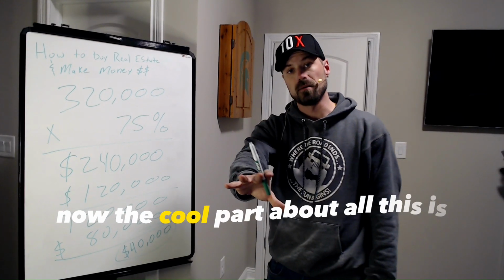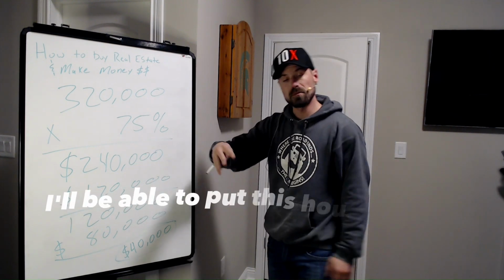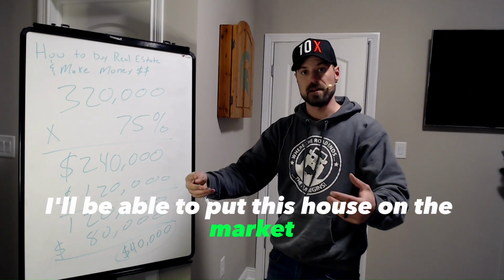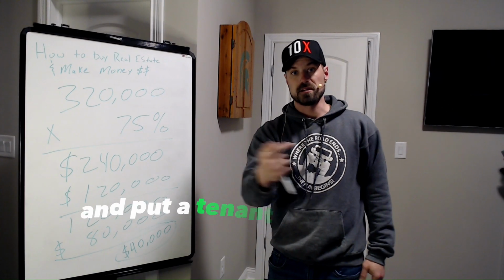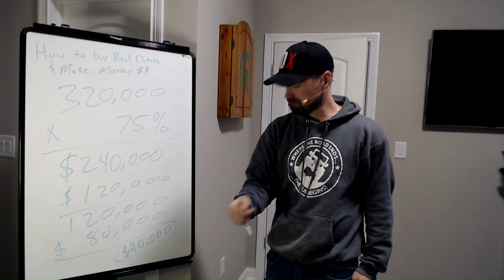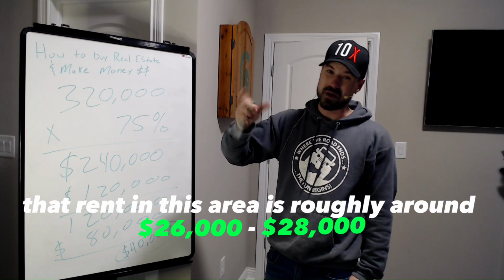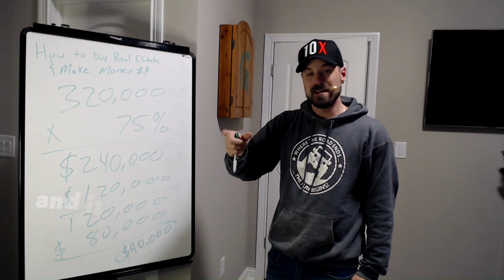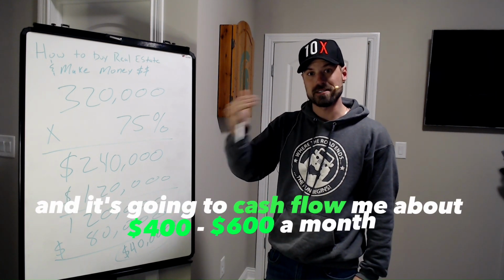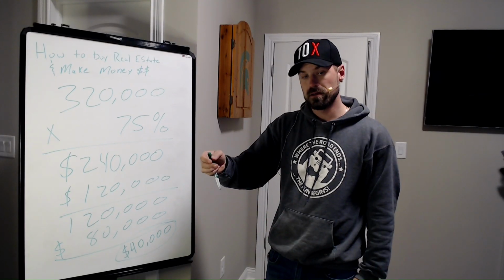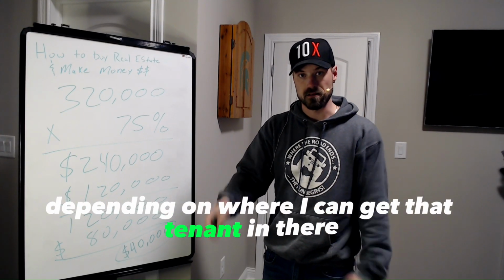Now the cool part about all this is I'll be able to put this house on the market and put a tenant in the house. The rent in this area is roughly around $2,600 to $2,800, and it's going to cash flow me about $400 to $600 a month, depending on where I can get that tenant in there.